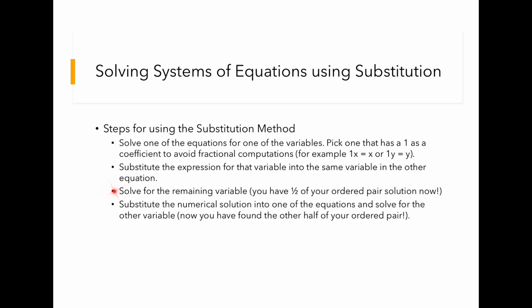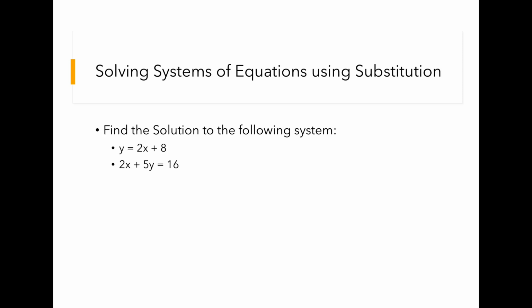So we're going to solve for that remaining variable, and with that we have half our solution, because remember our solution is actually an x and a y, so it's an ordered pair. Once we have one of those numbers, we're going to substitute that number into one of the equations, it doesn't matter which one, and solve for the remaining variable. And there's the other half. So let's actually go through this and take a look at it.